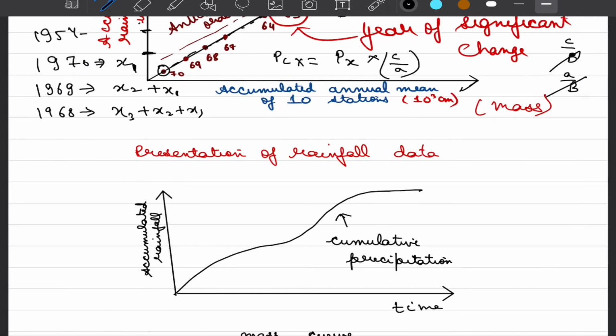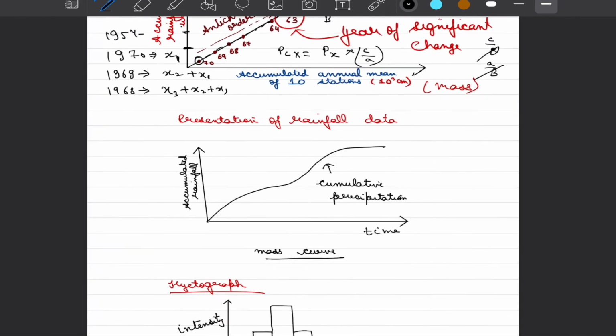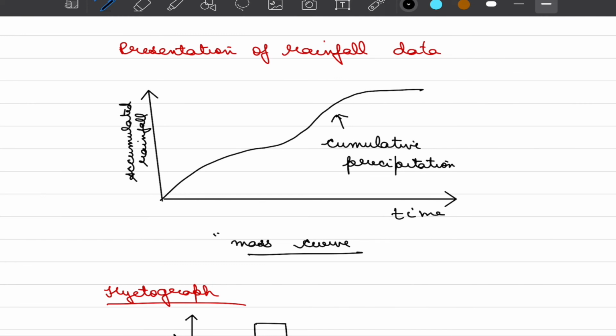Now that you have corrected the data at different gauges for consistency, you have to present this data for engineering applications so that a site engineer or a design engineer can understand how they can use certain aspects in the design. So the two most commonly used data representations include, one, the mass curve, where, let us say, on the x-axis we have time and on the y-axis we represent the accumulated rainfall.